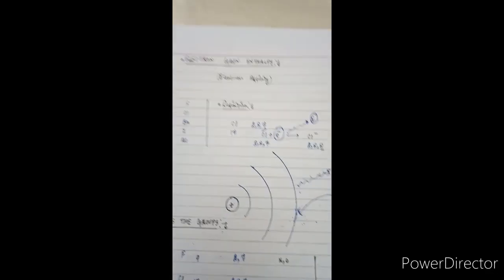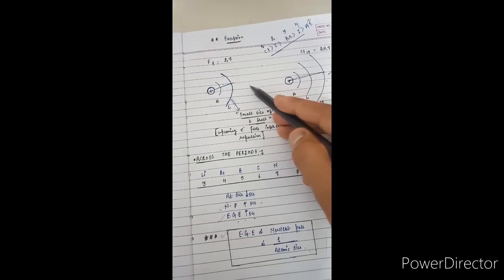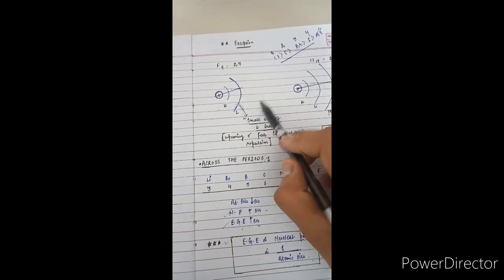So these are the topics and concepts for electron gain enthalpy. Top to bottom it will decrease and left to right it will increase, but there is an exceptional case for fluorine, so you should remember this condition.